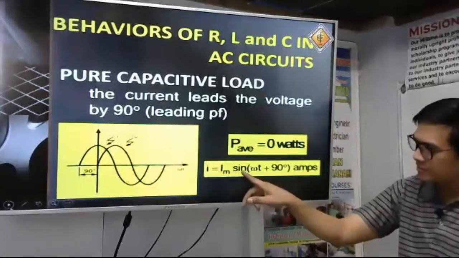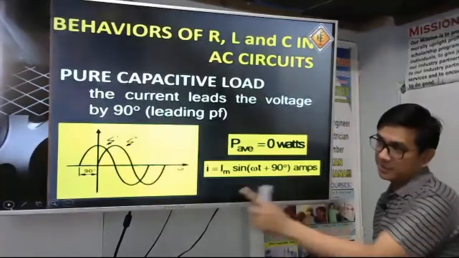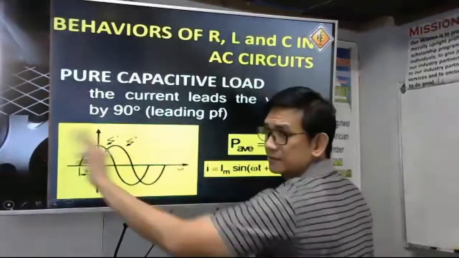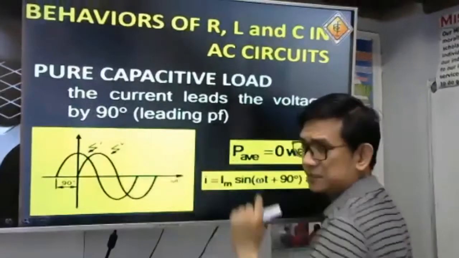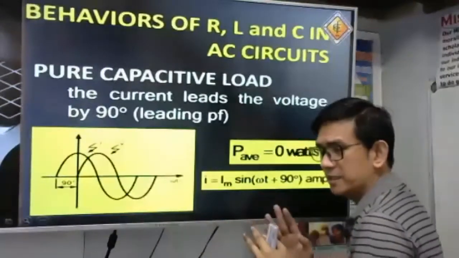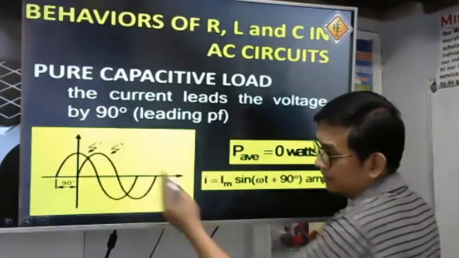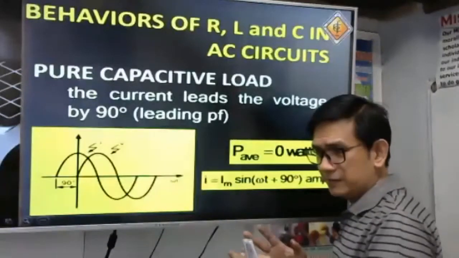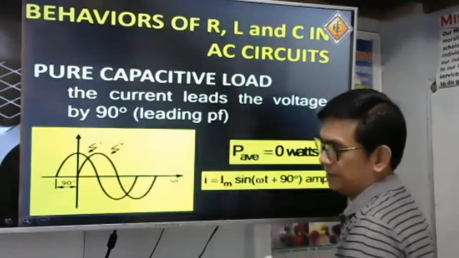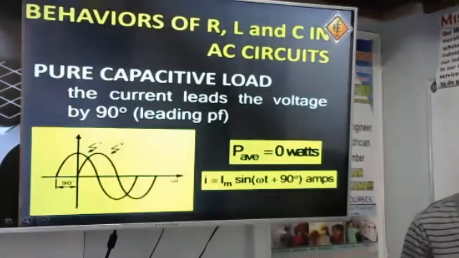I is I sub m sine omega t plus 90 degrees. Sir, why is this positive 90 degrees? Because this is on the left side of the xy plane. Again, this is positive, this is negative. Baliktad siya. That is opposite with our Cartesian plane in algebra. Okay? In algebra, this is positive, this is negative, right? But in AC, it's different, no? It is the exact opposite. This is the positive, this is negative. So that should be positive 90 degrees. Okay? Next.